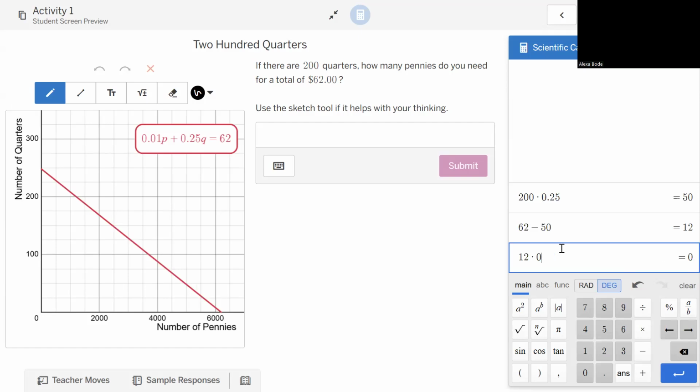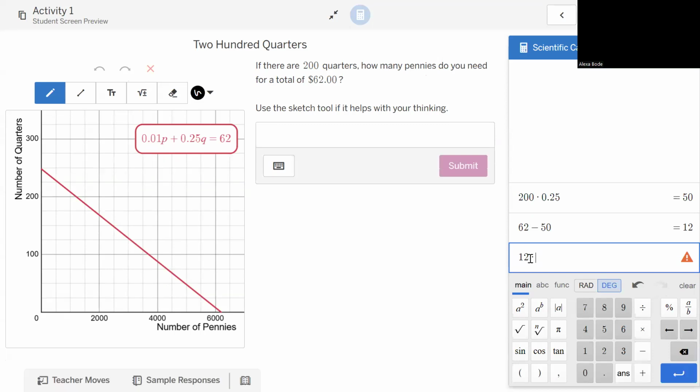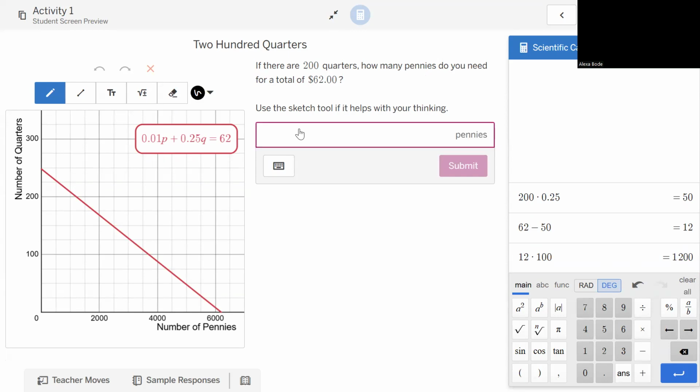Sorry, hold on. Let me not times 1 cent per penny, because that's not saying how many pennies we have. This is saying how many dollars we have. So we have $12 and we know that there are 100 pennies per dollar. So 12 times 100 pennies, that is 1,200 pennies.